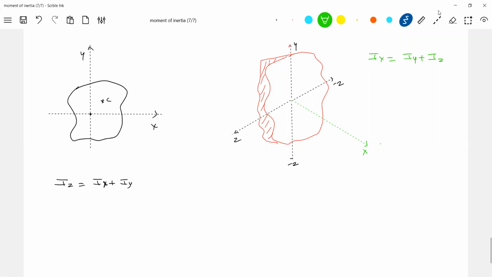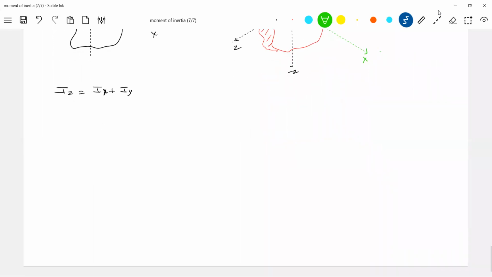So whenever you are applying perpendicular axis theorem, first thing is in which plane the mass is distributed. That is what you are supposed to accept. And all these three axes should be mutually perpendicular, and it need not be at the center. That's why I just put it here. So this is the center of mass.